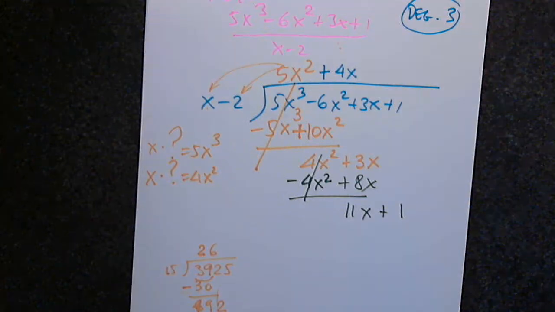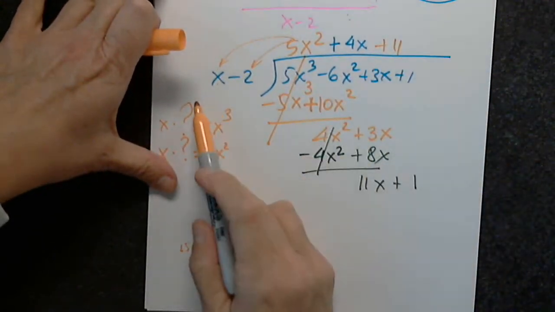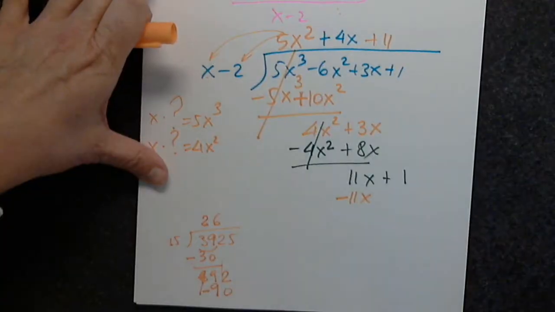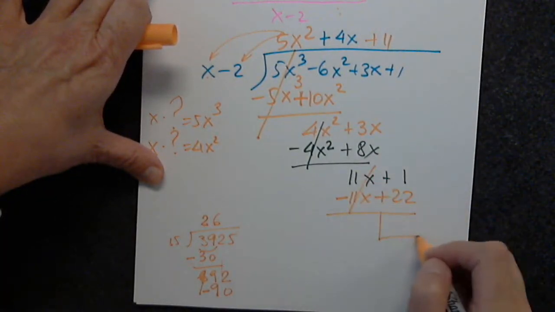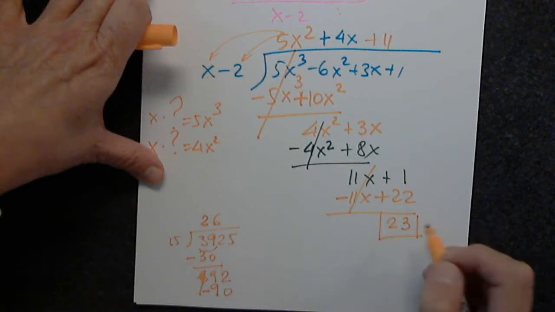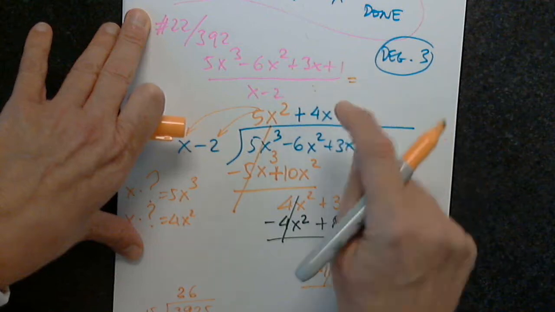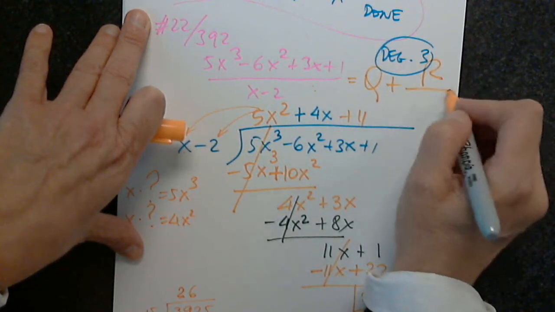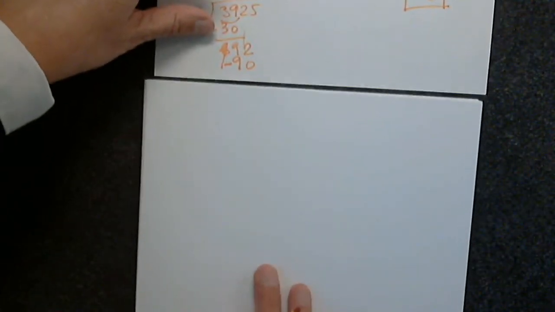So we write positive 11. Perfect. 11 times x, 11x, subtract. 11 times negative 2, negative 22, but positive 22. And we box in the remainder. So let's go back here for a second. This is the quotient plus remainder over the divisor. So let me write the problem one more time.